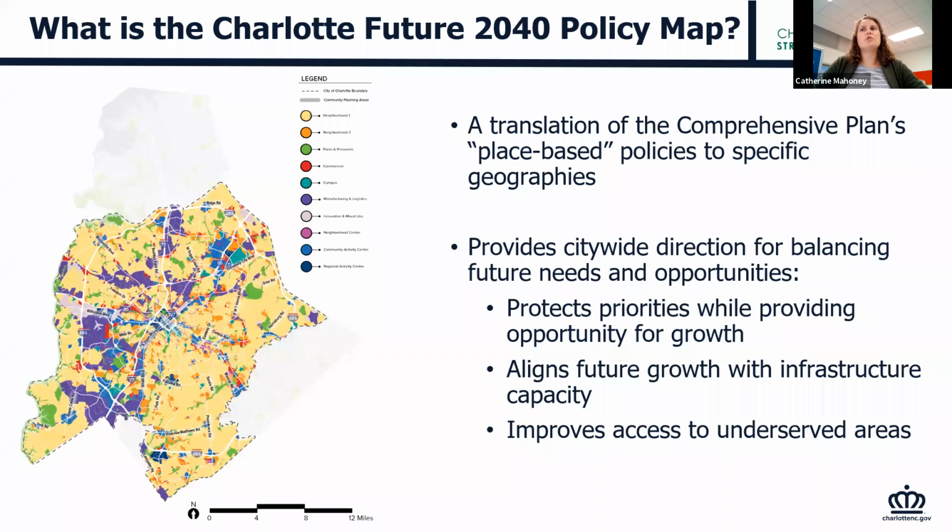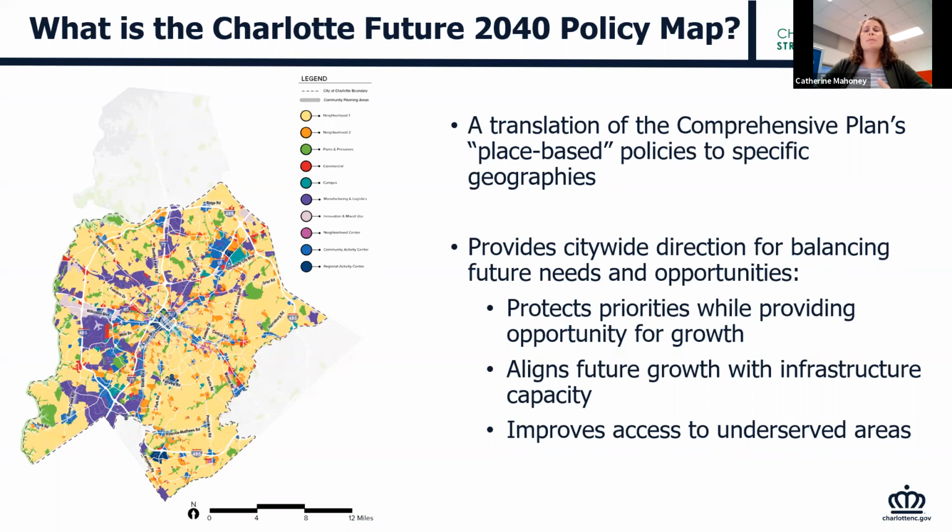So moving on to the Charlotte Future 2040 policy map. This map is a companion to the comprehensive plan, and as I've said, provides guidance for where and how development should occur. What's really important about this mapping effort is that it provides a comprehensive and city-wide direction for how we can balance the needs and opportunities that are associated with growth.